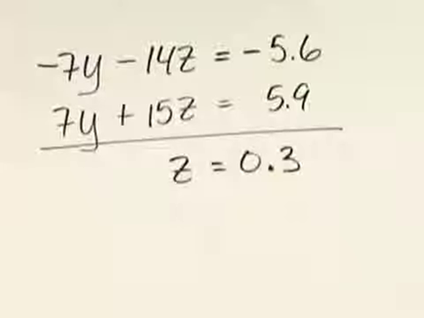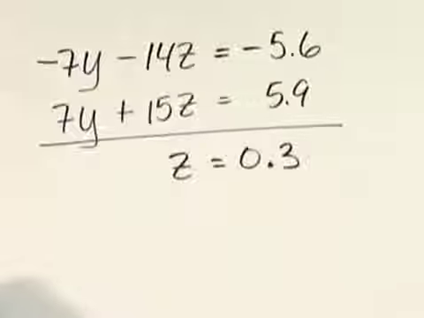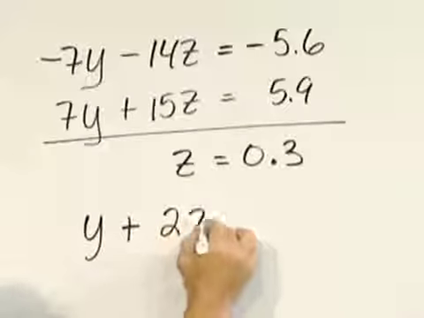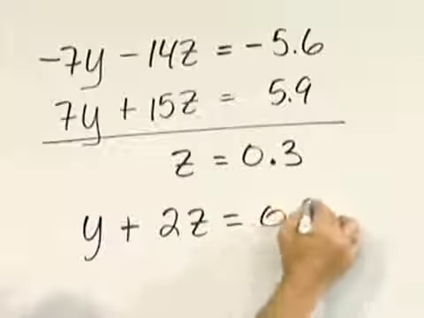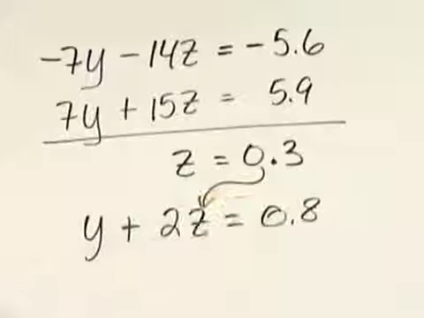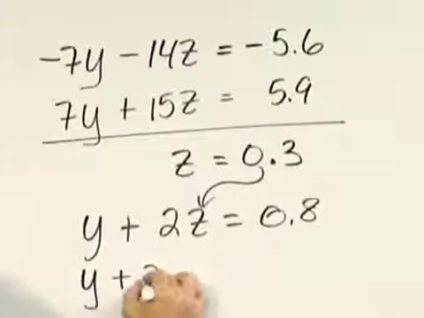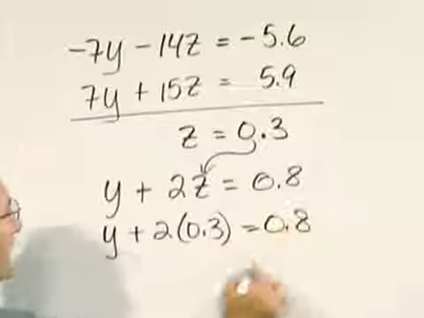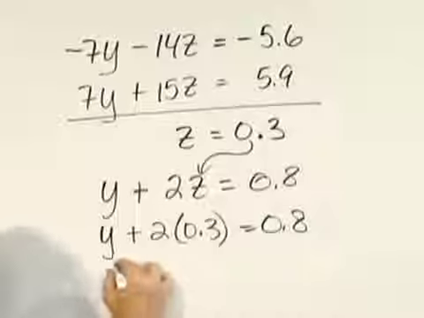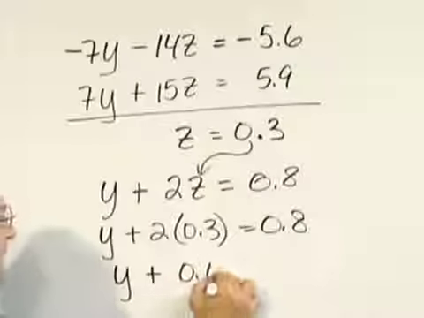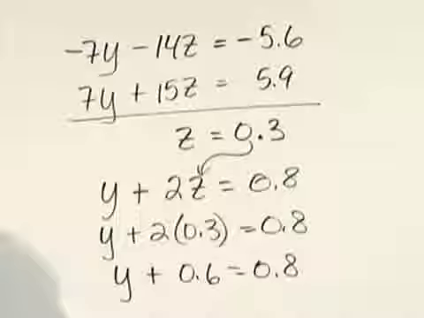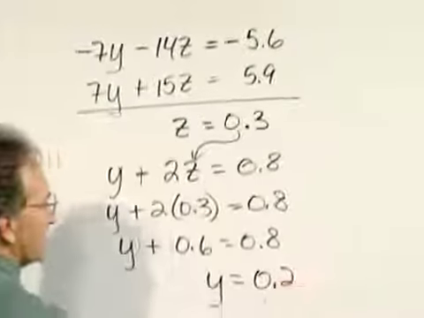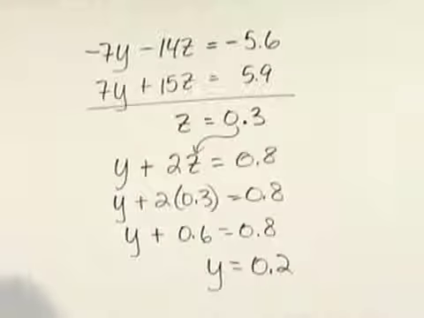Now that I have this value of z, I can substitute that into either of these two equations and find the value of y. But let me take the original equation number 2, the y plus 2 times z equals 0.8, and I'll substitute it in here. So I have y plus 2 times 0.3 equals 0.8. That means I have y plus 6/10 equals 8/10. Subtracting 6/10 from each side, I get y equals 2/10 or 0.2.